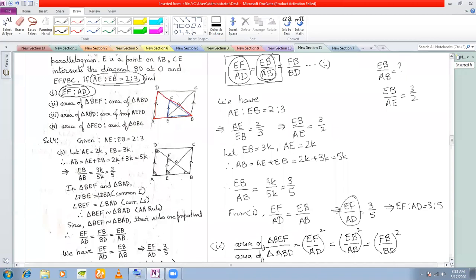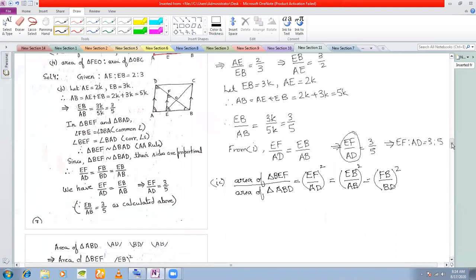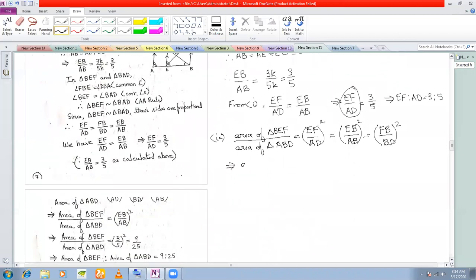Among these, which ratio do I know? I know EF by AD and I also know EF by AB. So whichever one you can use. Okay. So EF by AD. So let's use EF by AD. That means area of triangle BEF by area of ABD is EF by AD whole square. Taking the first ratio, this is 3 by 5 whole square, which is 9 by 25.